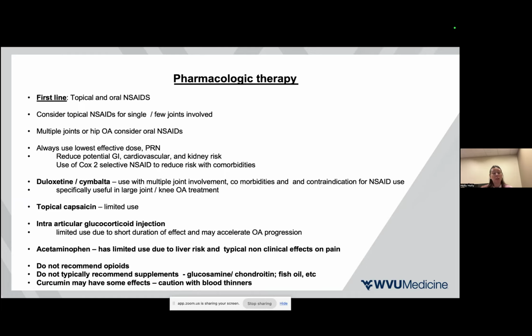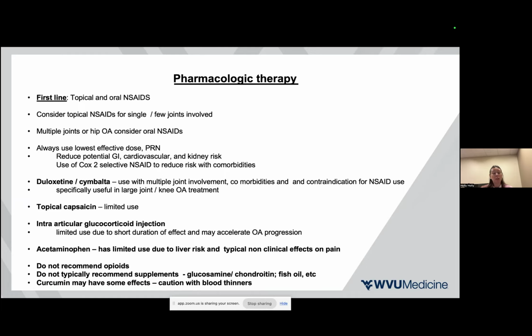Obviously, once some of our medication options have failed or they're not getting the results that we want, we can always move on to an intra-articular glucocorticoid injection. Obviously, these are limited. They have a short duration of effect. They're not perfect. Some patients may only get a few weeks of benefit. Some may get several months of benefit.